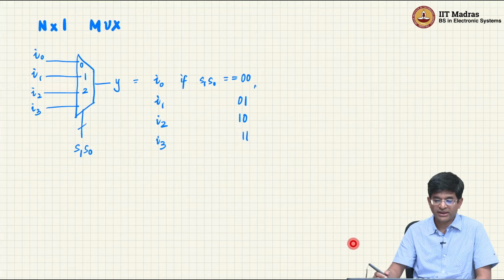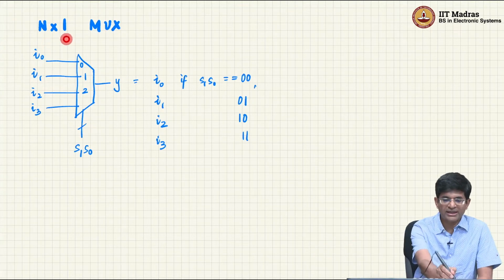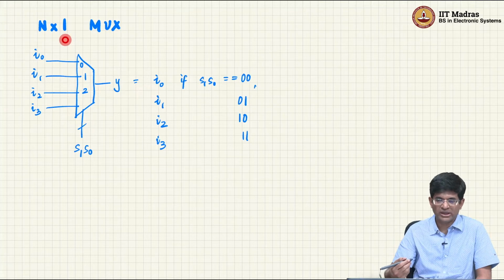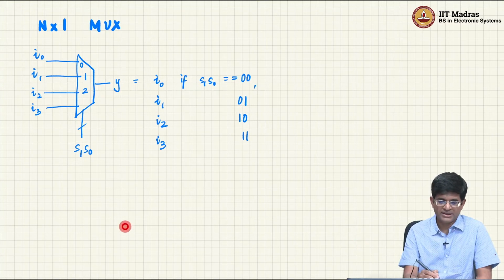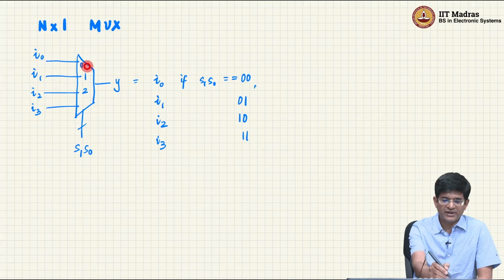Now we can go further and we can basically say, what if I have an n to 1 mux, right? So it's usually called an n cross 1 mux, or sometimes an n is to 1 mux, right? 4 is to 1, 8 is to 1, or 8 cross 1, and so on, right? So this is an example of a so-called 4 cross 1 mux, right? It basically says if the input is 0, then the output should be I0. If the input is 1, the output should be I1, right?